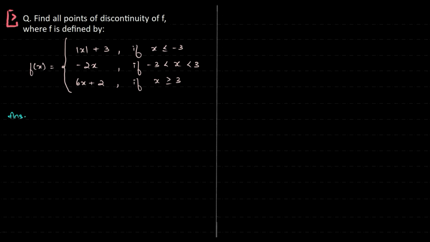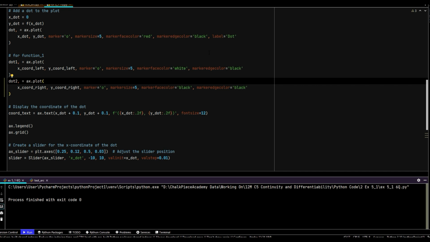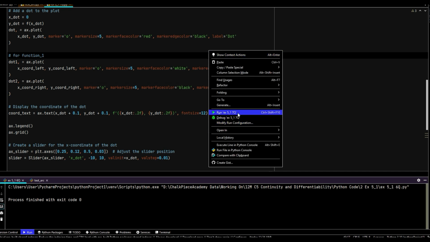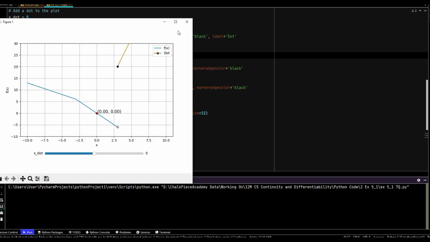Find all points of discontinuity of f, where f is defined as this set of expressions. For x less than or equal to minus 3, we have modulus of x plus 3. Between minus 3 and 3 it's minus 2x, and for x more than 3 it is 6x plus 2, actually. Now the funda here is we have to check for each interval. So let me show it to you guys.